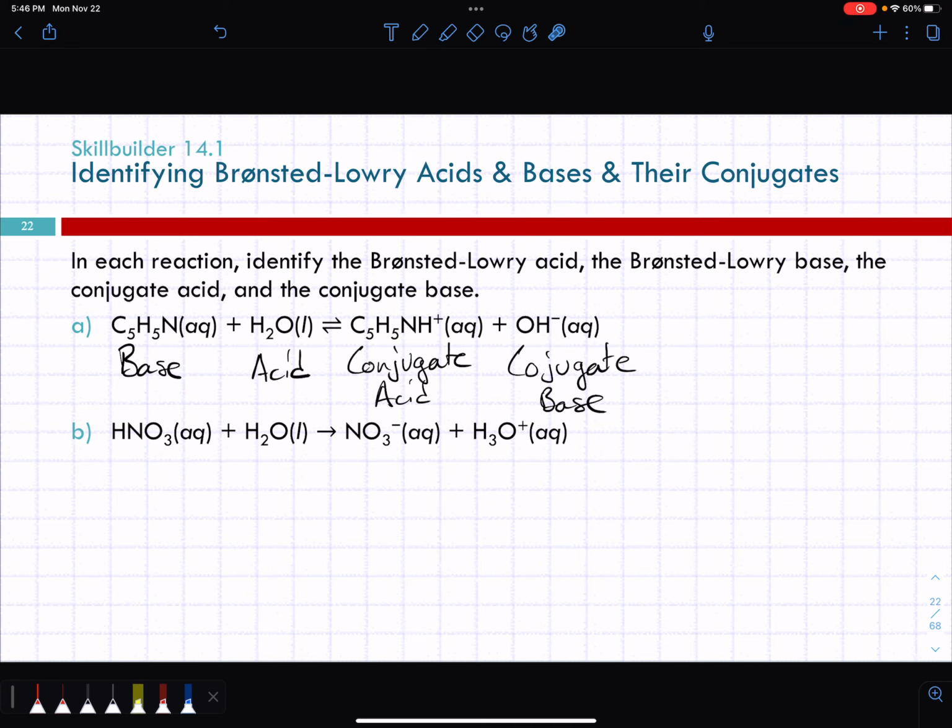Which of these is our base? That would be the water. The water, yeah. So that makes nitric acid our acid. And then nitrate would be the conjugate base, and hydronium the conjugate acid.